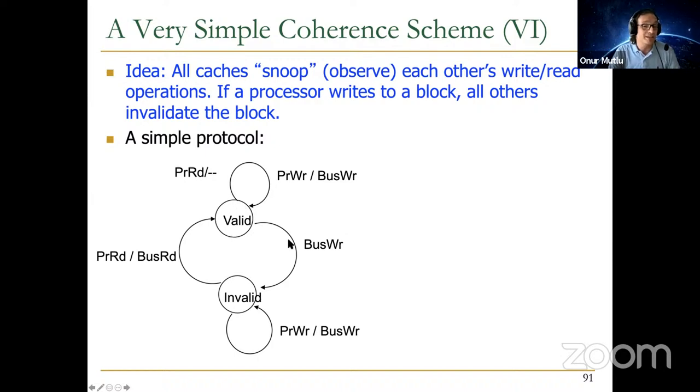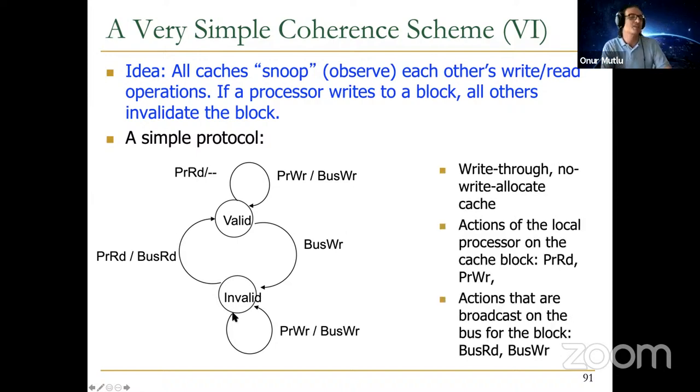When you observe a write on the bus, each cache basically snoops the bus or observes what other processors are doing. Whenever you observe that somebody else is writing to this particular block, you invalidate the block. That's the idea. And that's basically what this says. I'm not going to go into the details of this, but there are some assumptions for why and when and under what conditions this protocol works.